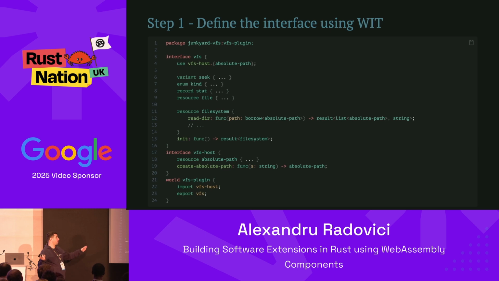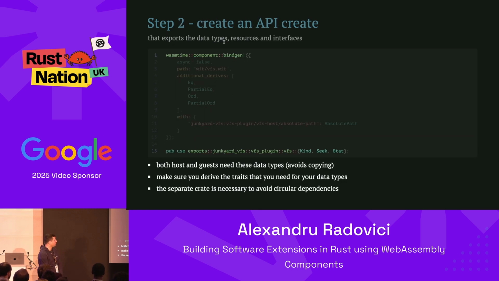So this is step number 1, define this file. Step number 2 is create an API crate. So we're focusing on the plugin. On the host.